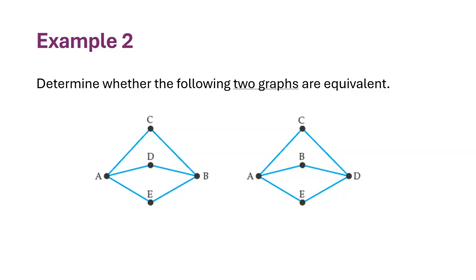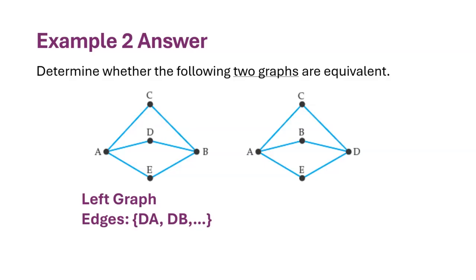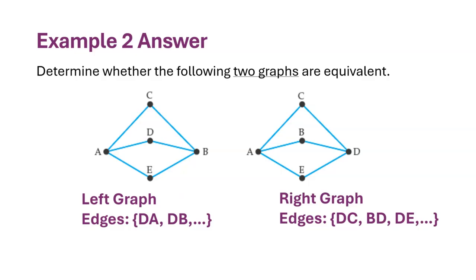They have the same amount of vertices. Each one has 5, which are the points. But the left graph has different connections. So for example, there's an edge between D and A. Let me highlight it. And there's an edge between D and B. And on the right graph, I noticed that D is actually connected to C, is connected to B, and is connected to E. So even though they have the same shape, they're actually not the same graph.